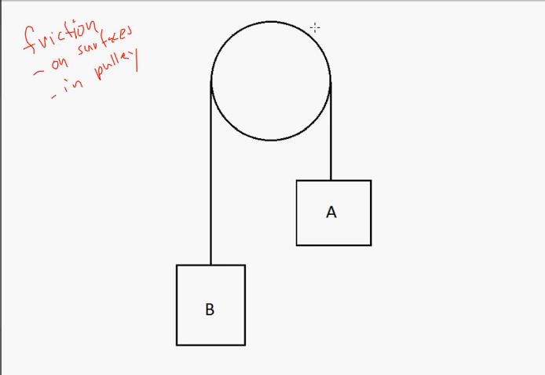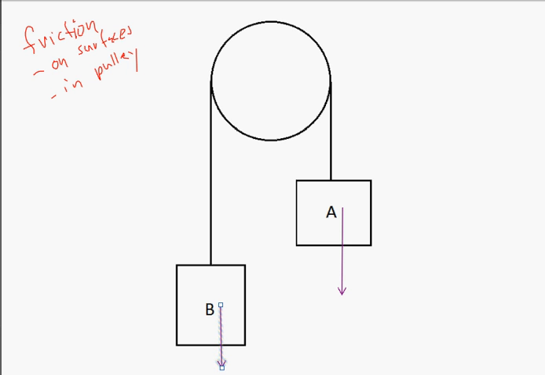This first one, though, is actually quite simple. There's no surfaces, there's just friction in my pulley. So let's say, keep it very simple, we've got a force of gravity here, and we've also got a force of gravity here. Now, which one do you guys want to be bigger? Let's say A is going to be bigger.